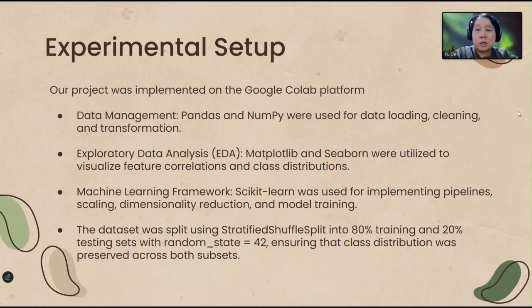For our experimental setup, we are using Google Colab. For data management, we use Pandas and NumPy to load, clean, and transform the data. During exploratory data analysis, we use Matplotlib and Seaborn to visualize features and class imbalance. For the machine learning framework, we use scikit-learn. It allows us to build structured pipelines that integrate preprocessing steps like scaling and PCA together with the model training. This ensures that preprocessing is applied consistently and avoids data leakage. Finally, we split the dataset into 80% training and 20% test.